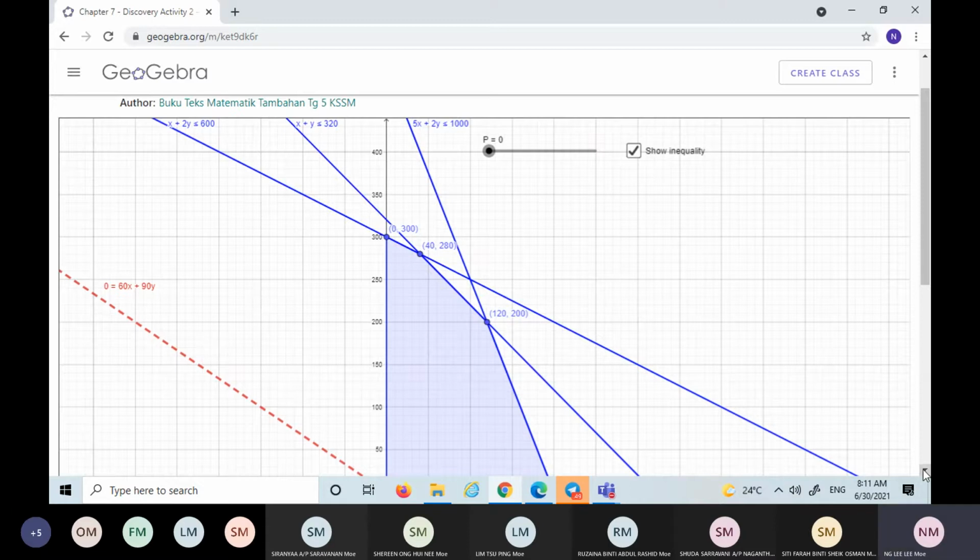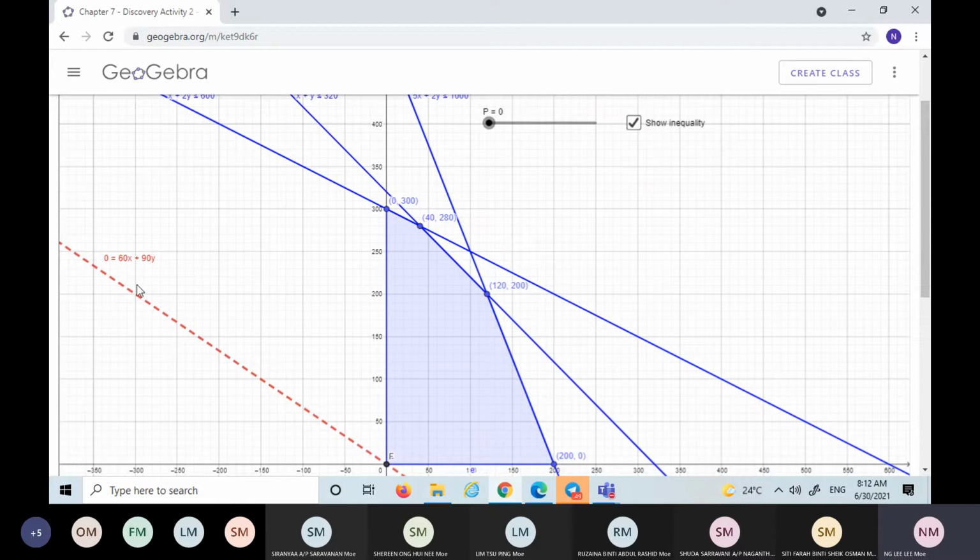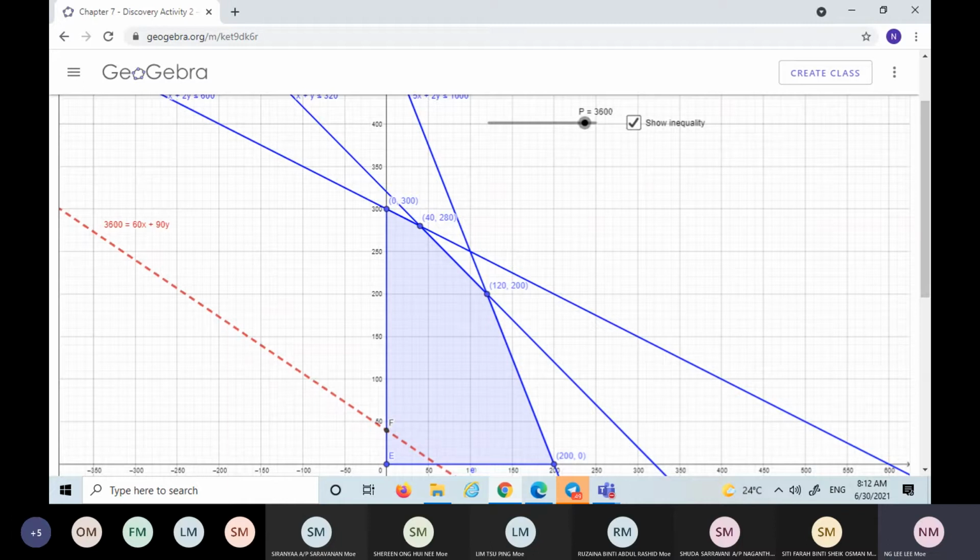After that, the red color one is the objective function line. First of all, they let p be 0. So this is how the line looks. Then if I drag the value of p to become bigger, you see what happened to the line. It goes parallelly. It cannot move any more already. This is the maximum. Actually this demonstration is not good enough.